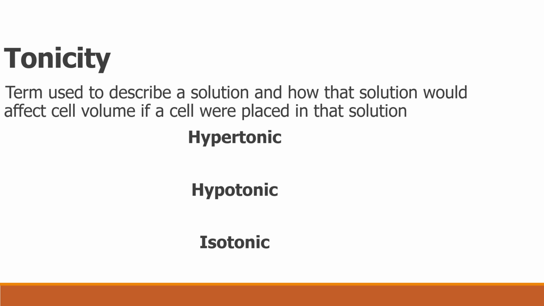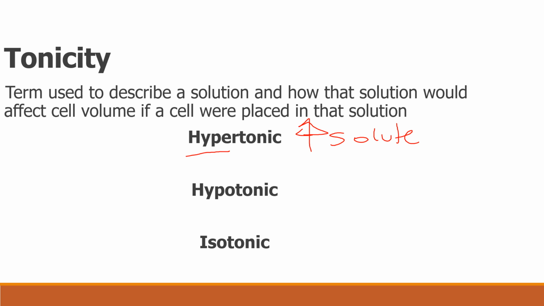Tonicity is the term that we use to describe a solution, and we use it to describe how that solution is going to affect a cell if that cell were to be placed in that solution. So let's say that you have a solution, and this solution has way more solutes compared to the cell. What are we going to call that solution? We call that solution a hypertonic solution. And actually the word hyper means high. So a hypertonic solution has a higher solute concentration in the solution compared to the cell.